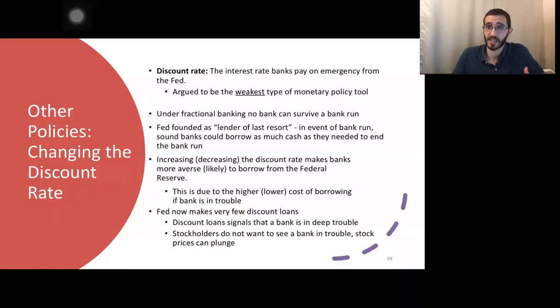But if you lower the discount rate, you're saying, hey, it's cheaper. If you need money, it's cheaper to get money from us now. Then the idea is that you're incentivizing banks to be a little bit riskier because the opportunity cost of failing is not that high. So that's the idea here. The idea of being the lender of last resort does have an impact on the business model of banks, and how they're giving out loans.